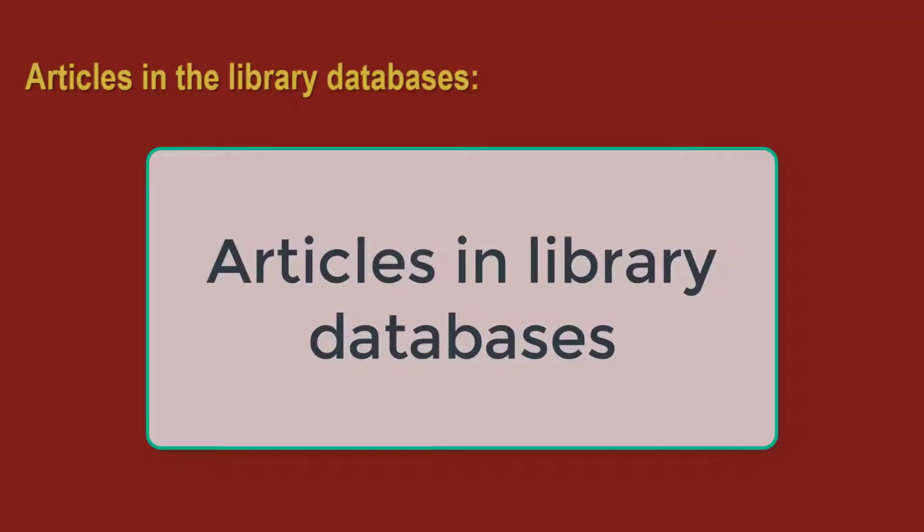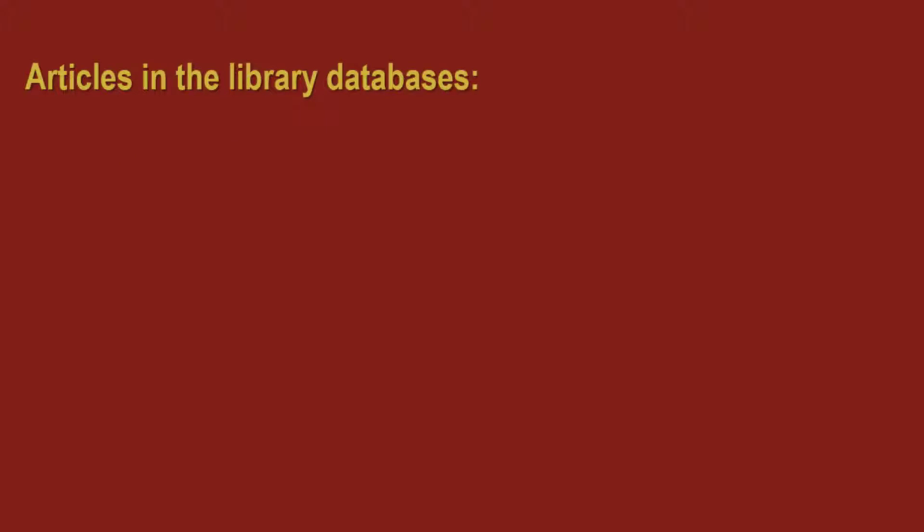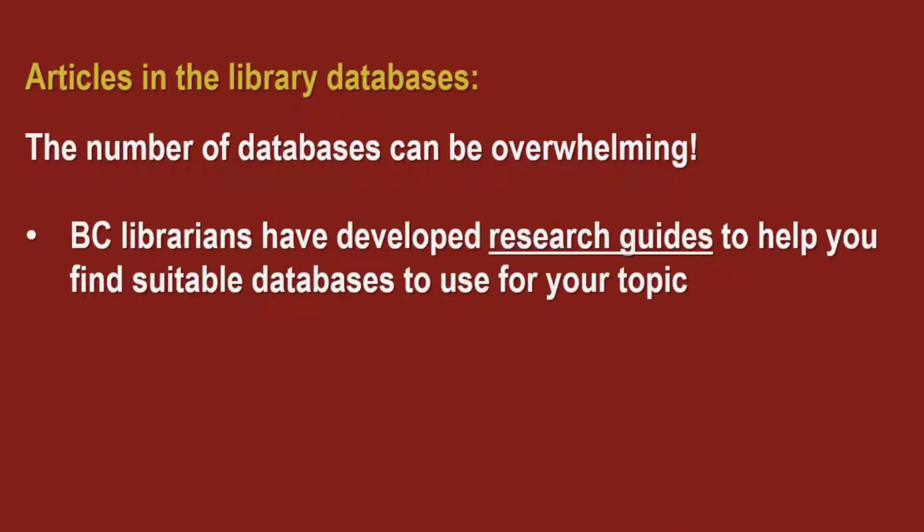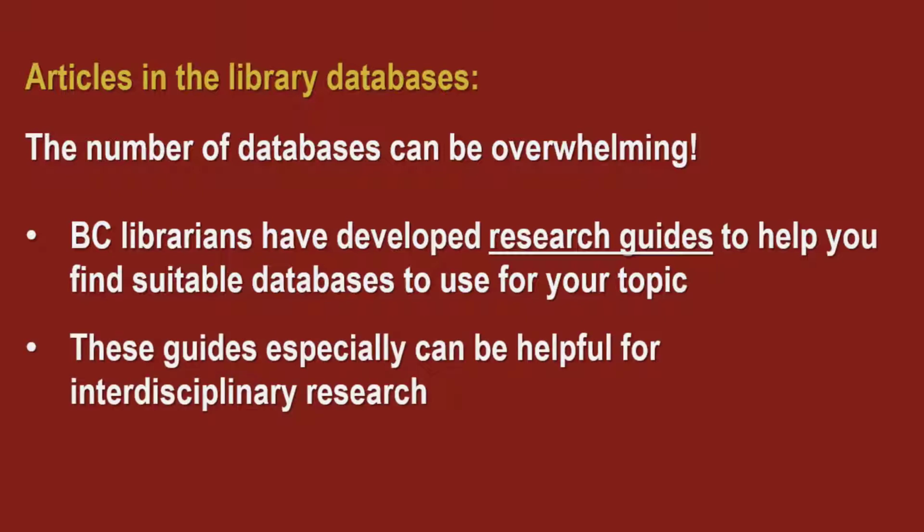To do a more comprehensive search of published articles, you will need to search the specialized databases to which the libraries subscribe. Determining which database to use, though, can be overwhelming, as BC subscribes to hundreds and hundreds. For that reason, librarians in all disciplines have developed research guides to point you towards databases they recommend for particular topics. These research guides can be especially helpful if you are doing interdisciplinary research and are not familiar with the best sources for other disciplines.